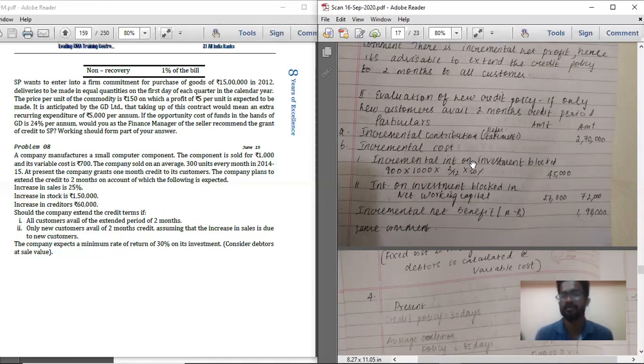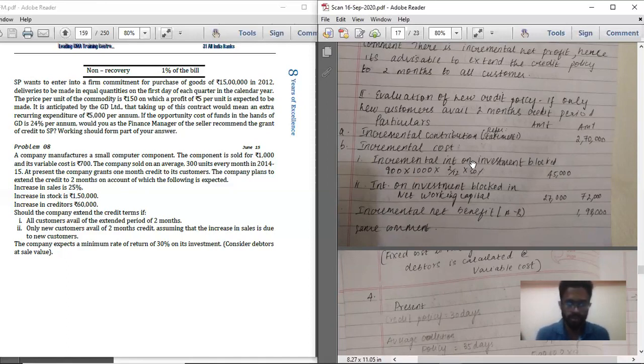Below that, small b, incremental cost. But the incremental cost will vary, because when entire customers are availing 2 months credit versus only a few customers availing 2 months credit, there will be a change in incremental cost. So below that, incremental cost, small Roman number 1, incremental interest on investment blocked in debtors.